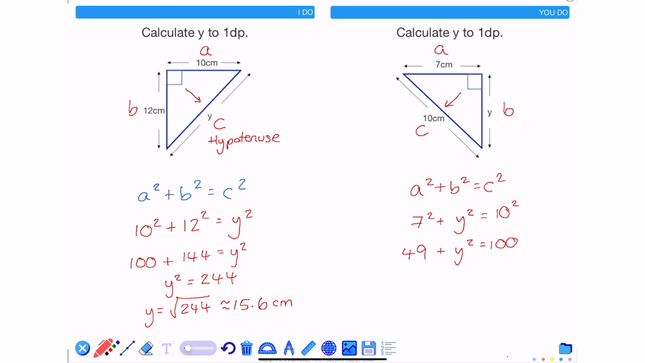49 plus y squared is equal to 100, so that means that y squared will equal 100 minus 49. So y squared is 51. Taking the square root of 51 gives me y, and to one decimal place is 7.1 centimeters.